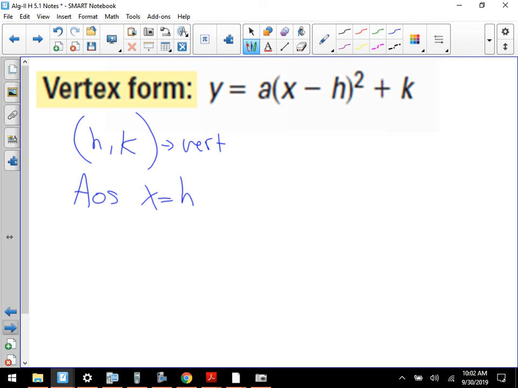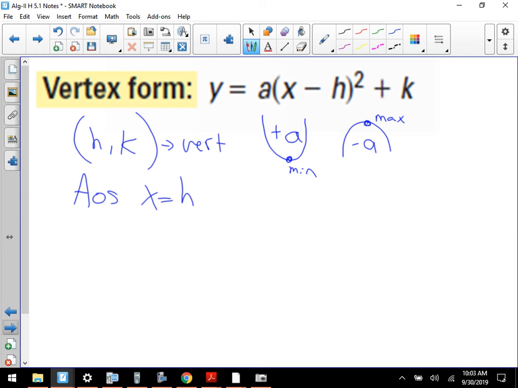What do you think A tells you? Take a guess. What do you think A stands for again? Exactly. Up like a cup, down like a frown. It does the same thing. The A value tells you direction. If A is positive, again, up like a cup, which makes your vertex a minimum. Then, if it's a negative A, it's down like a frown, which means this is a max. All right. That's where these things go through.